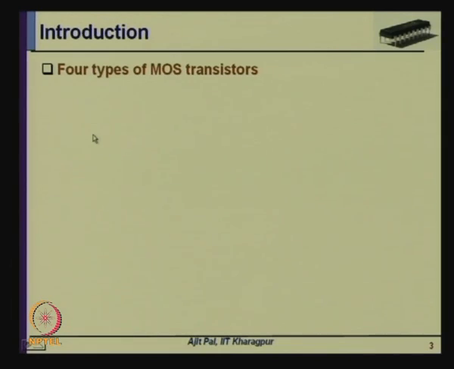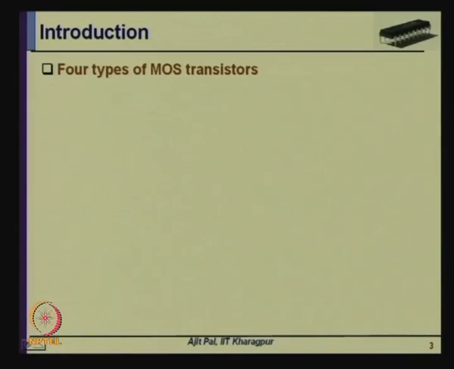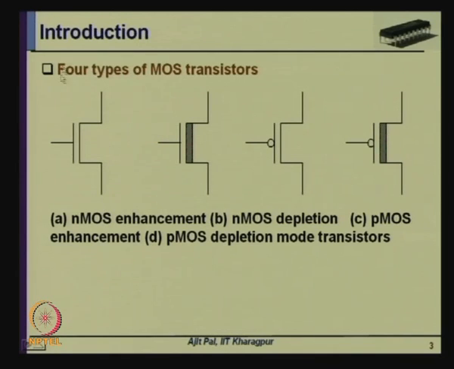I have already discussed, in my last 2 lectures, the structure of MOS transistors. I have also discussed how MOS transistors can be fabricated, and based on the structure, we have seen that there are 4 types of MOS transistors. These are NMOS enhancement type, NMOS depletion type, PMOS enhancement type, and PMOS depletion type. We shall be using these symbols in our lectures. As I have mentioned, there are other symbols also used, and you will find different symbols in different books, but these are the most commonly used symbols, which I shall follow in my lectures.